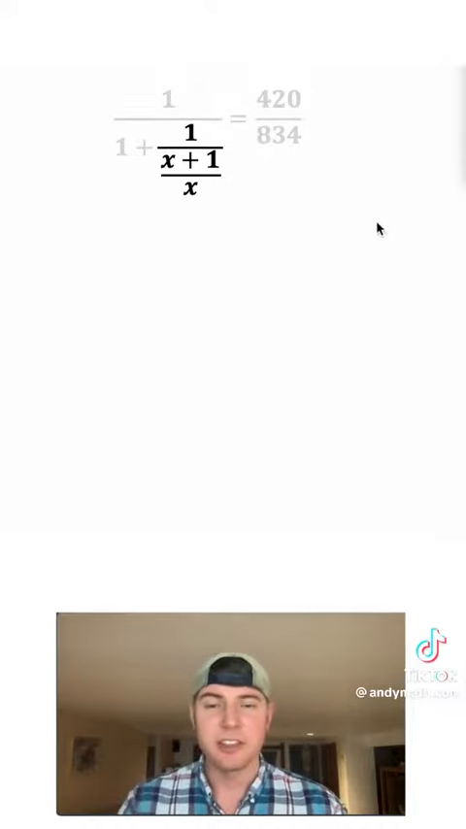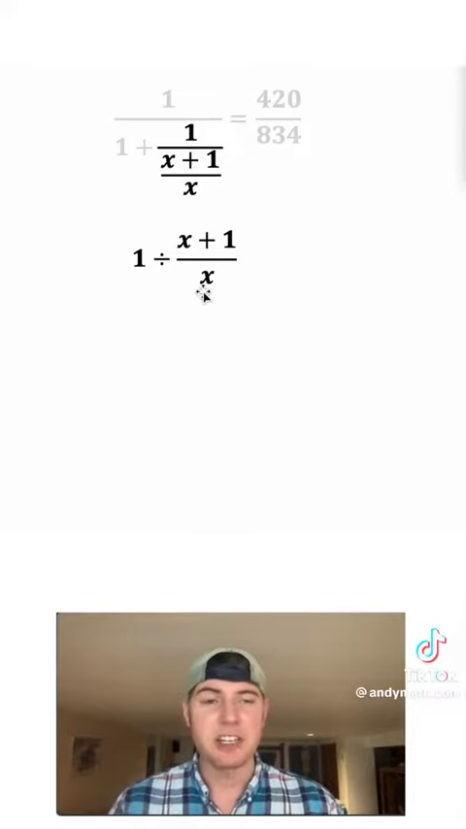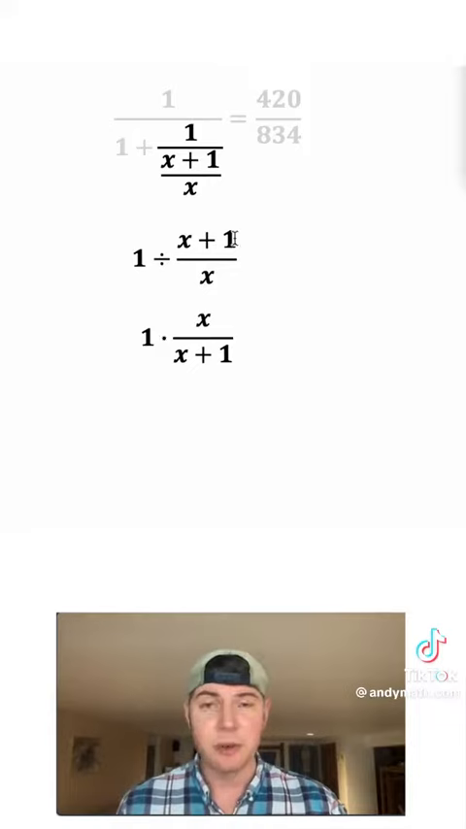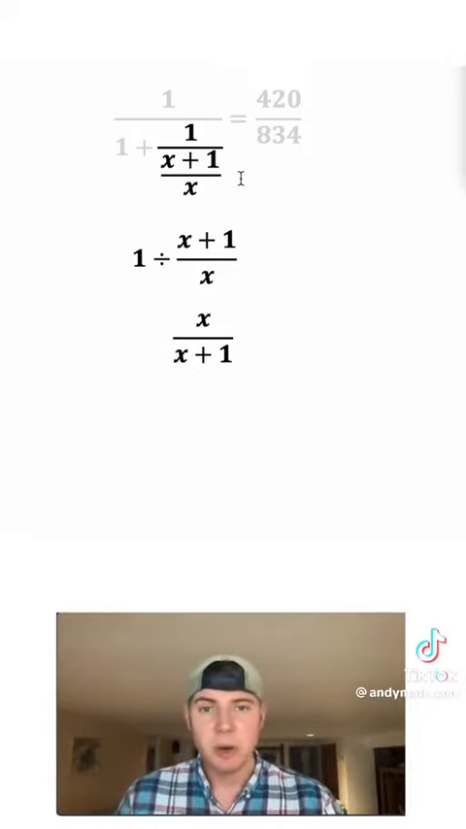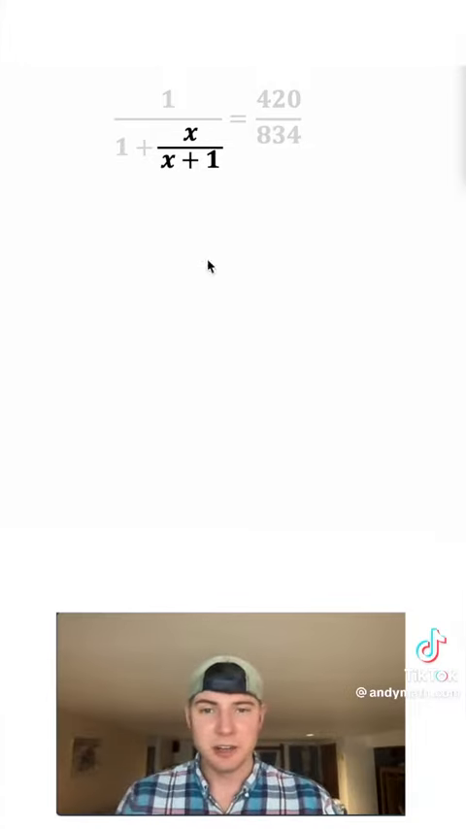So now let's focus on this right here. This is basically saying 1 divided by x plus 1 over x. The division of a fraction is the same thing as multiplying by the reciprocal. So if we change this divide into a multiply, we can flip this fraction. And 1 times this is just this. So we want to rewrite this whole thing as x over x plus 1. And let's get rid of this stuff.